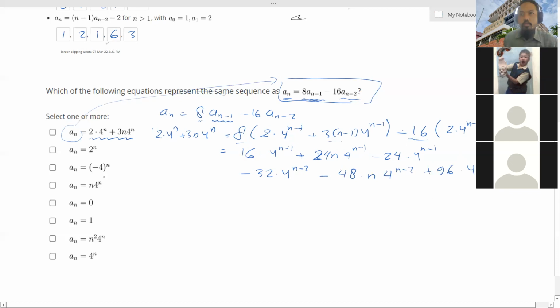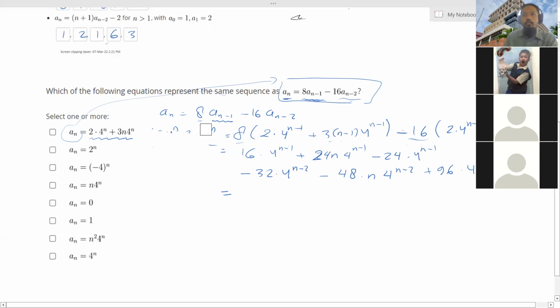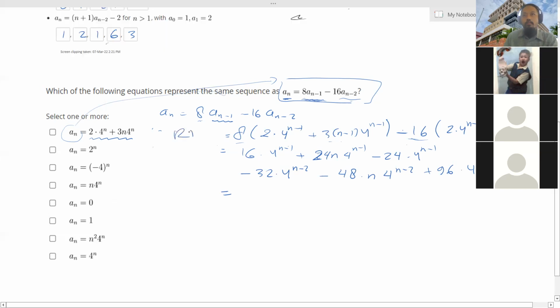So can we reduce the right hand side into the left hand side, right? So let me just erase this so it's not confusing. So the right hand side here is this. Yeah. So now what about the left hand side? Left hand side must be, remember, 2 times 4 to the power of n plus 3n 4 to the power of n, right?